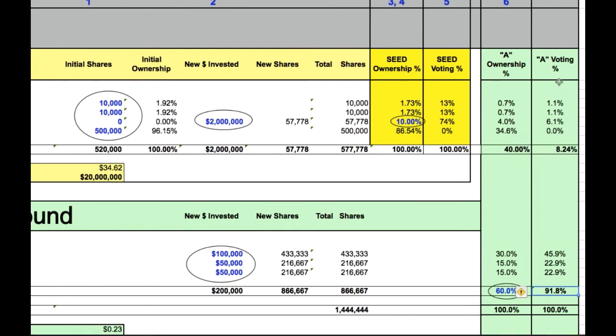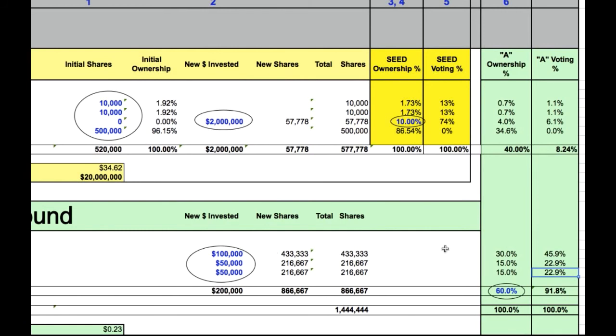Column M shows us how much control each person has after both rounds of investment. The original founders, Mark and Dave, now have just 1% each. Uncle Bob's original shares give him 6%, but he was smart. He bought back in at the lower valuation. He has another 46% down here, giving him a total of 52. Mom and Dad each have 22.9 or 23% control over the company.